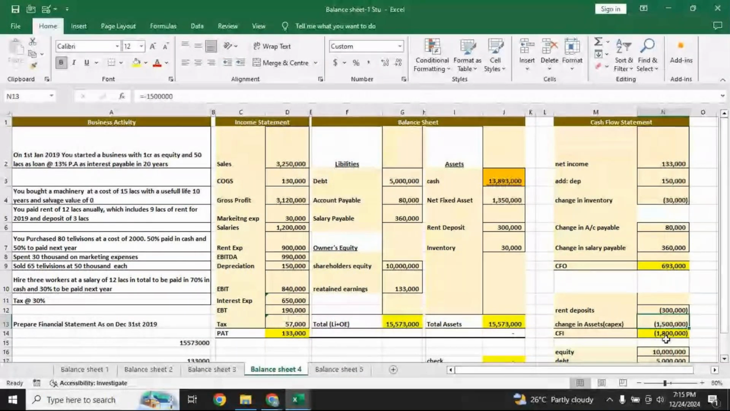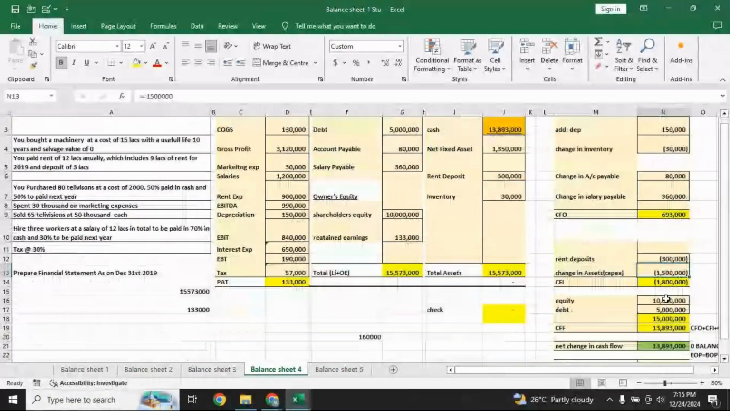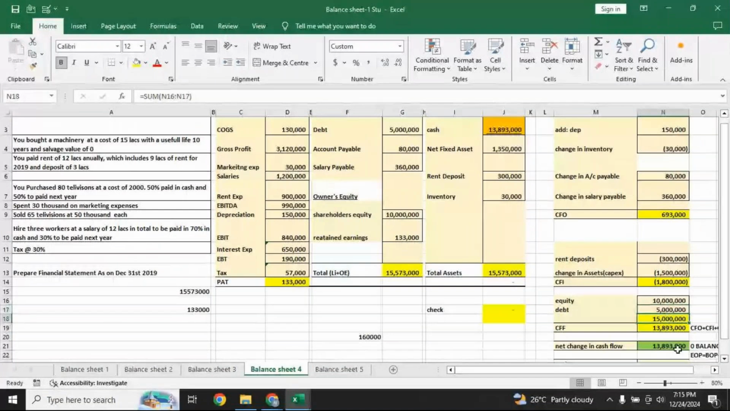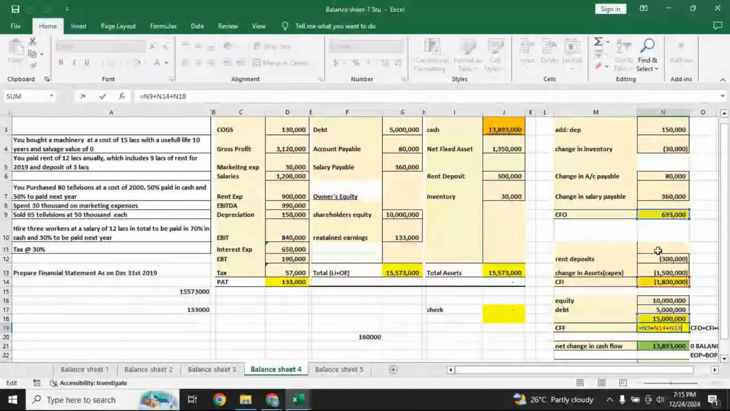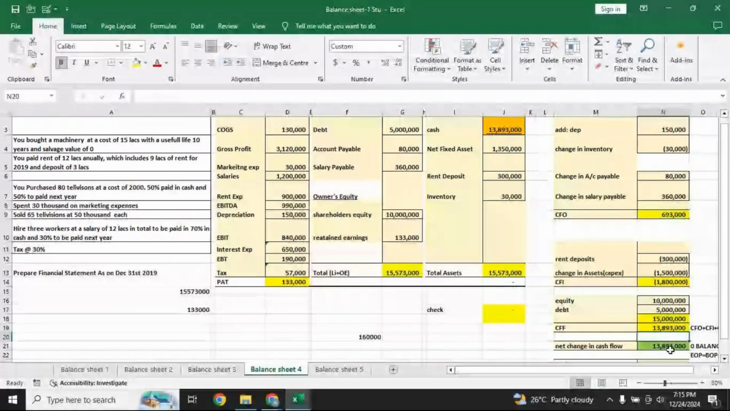In financing, 1 crore I am receiving as equity and 50 lakh rupees as debt, the loan. So totally I have 1 crore 50 lakh rupees. So CFF. Then net change in cash is CFO plus CFI plus CFF. I take all these three to get the net change in cash, which I will take on the asset side of the balance sheet.